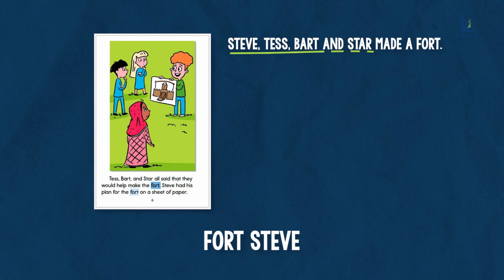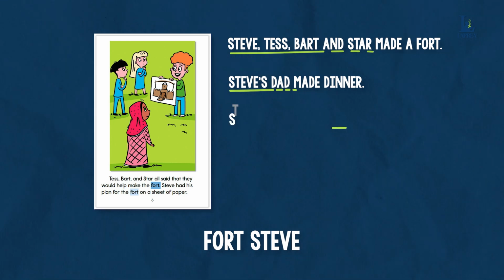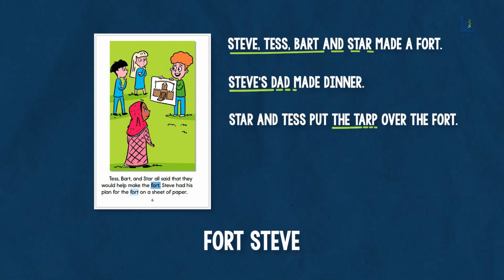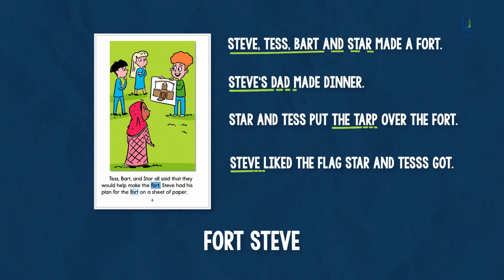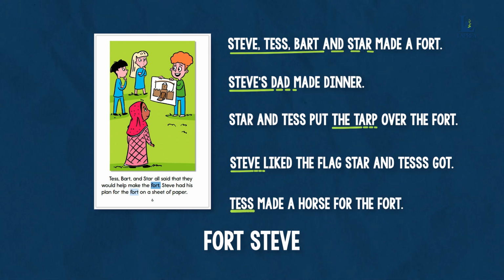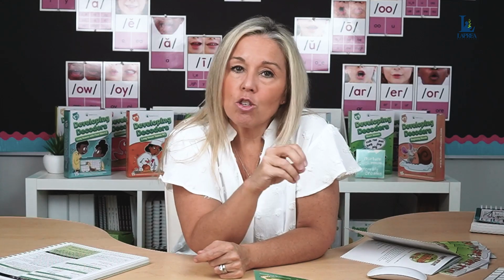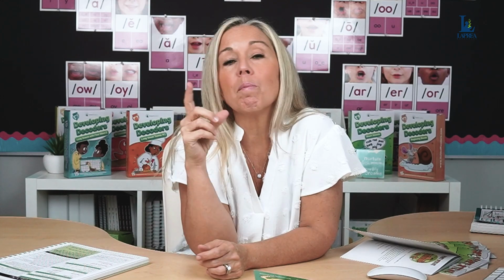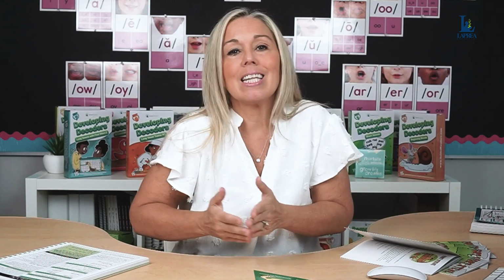Steve, Tess, Bart, and Star made a fort. Steve's dad made dinner. Star and Tess put the tarp over the fort. Steve liked the flags Star and Tess got. Tess made a horse for the fort. So as you can see, I make sure the sentences have a variety of nouns, and then of course, I underline those nouns. Then the student's job is going to be to figure out what pronouns will replace the underlined nouns.